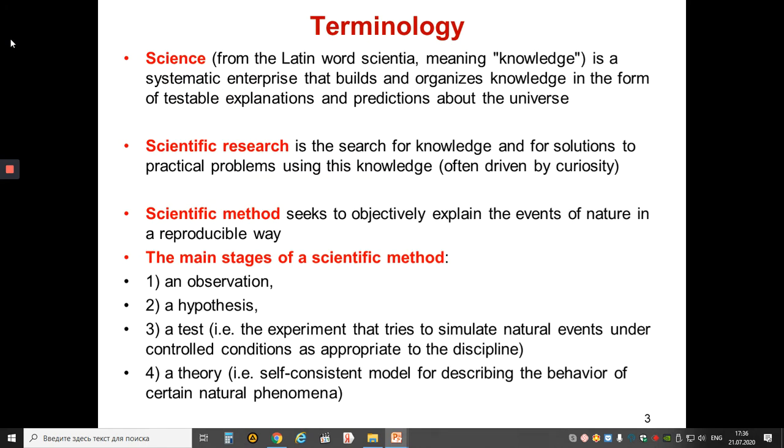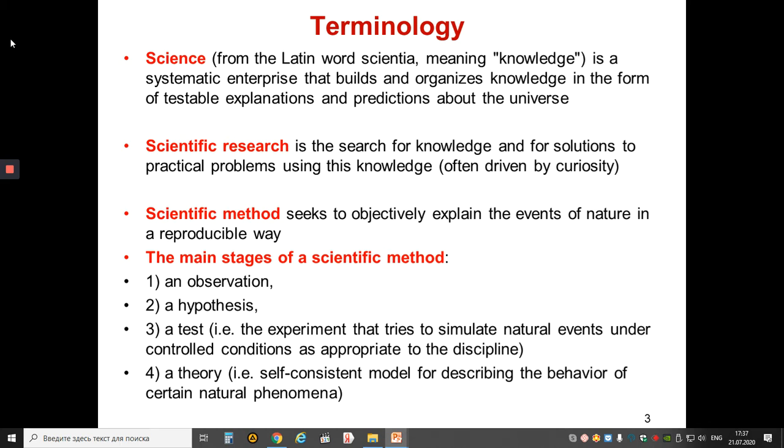Let's start with terminology. Science, from the Latin word scientia, meaning knowledge, is a systematic enterprise that builds and organizes knowledge in the form of testable explanations and predictions about the universe. Scientific research is the search for knowledge and for solutions to practical problems using this knowledge, often driven by curiosity. Scientific methods seek to objectively explain the events of nature in a reproducible way.